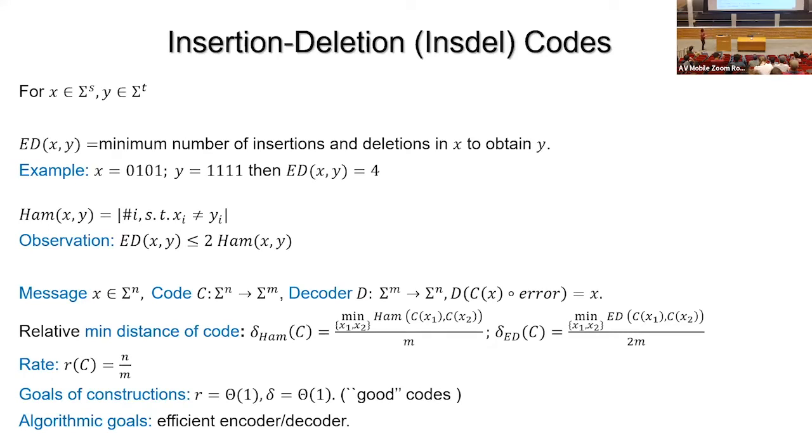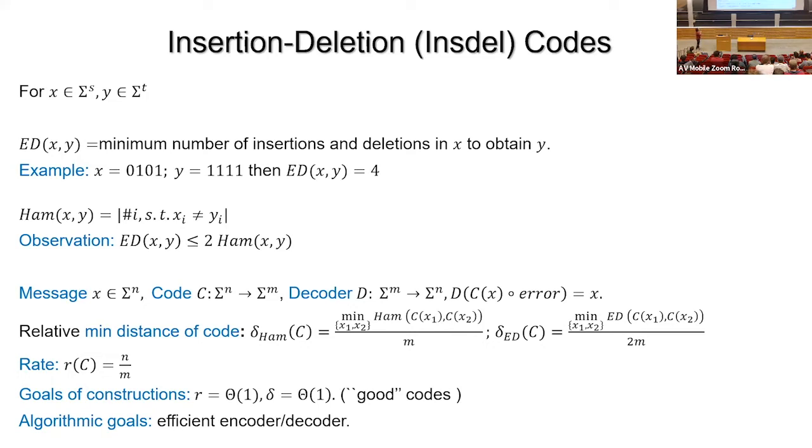So I will try to go very quickly over these definitions. Most of you have seen them, but let's just quickly review them. So we're going to talk about insertion-deletion codes. The edit distance between 2 strings X and Y over the same alphabet is the minimum number of symbols you need to delete or insert into X to obtain Y. So for example, for X equals 0, 1, 0, 1 and Y equals 1, 1, 1, the edit distance is 4 because you need to delete the zeros and insert ones instead.